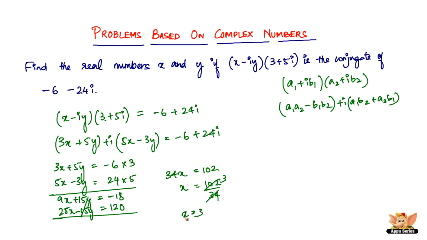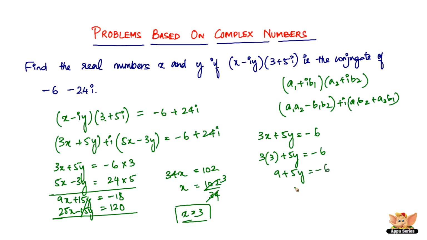So x equals 3. Now you need to find the value of y. Just substitute the value of x in any one of these equations. Let me choose 3x plus 5y equals negative 6. So substitute the value of 3 in this equation and find the value of y. So 3 times 3 plus 5y equals negative 6. So 9 plus 5y equals negative 6. So 5y equals negative 6 minus 9. So y equals negative 15 divided by 5. 5 goes 3 times in 15, so y equals minus 3.